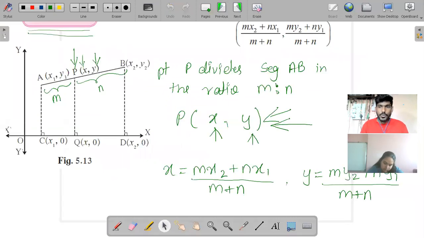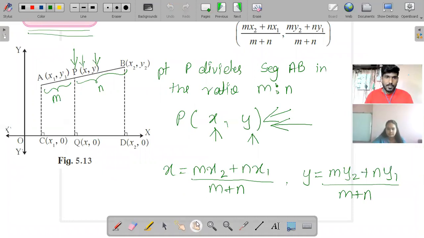Okay. Do you want to write the formula? Did you write the formula? Yeah, I'll write it. Yeah, write it down.